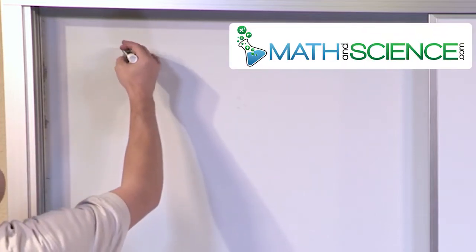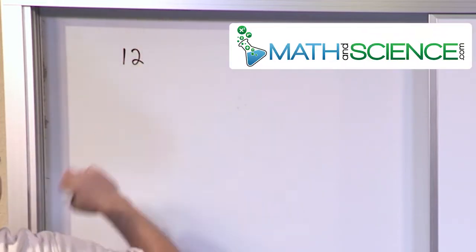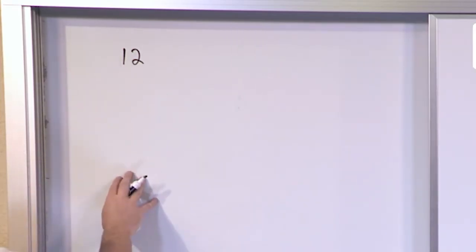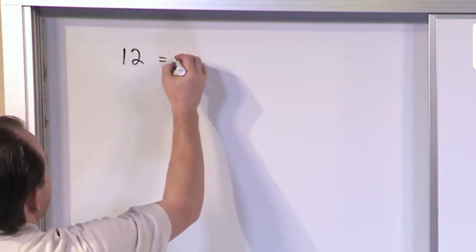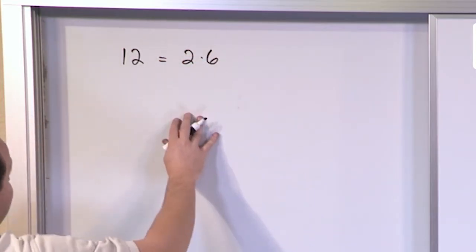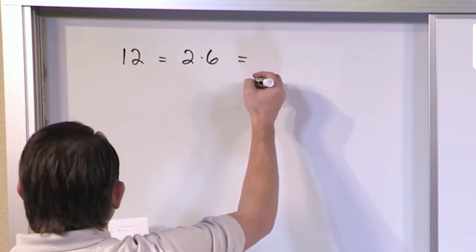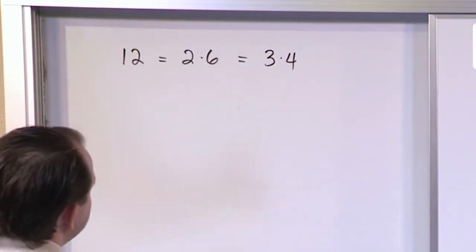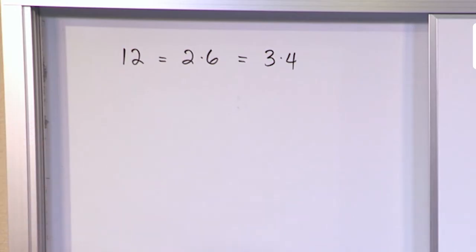What about the number 12? Okay, what about the number 12? There's multiple ways to write the number 12. You can write it as the number 12. You can also write it as 2 times 6, because we know that's equal to 12. You can also write it as 3 times 4. We know that that's equal to 12. We also can write it as 1 times 12, because that's equal to 12 as well.